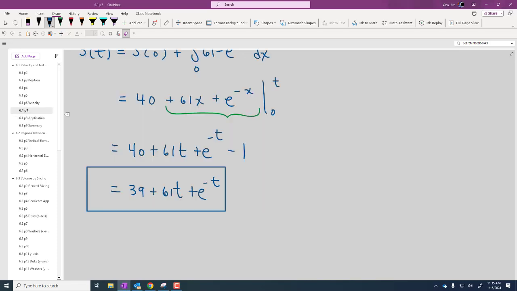Okay, any questions on that? Yeah, where'd you get the -1 from? So, plug in 0? Yeah, so this is our antiderivative there. Here is the antiderivative evaluated at t, and then we subtract off the antiderivative evaluated at 0. So we're plugging in a 0 there, which is 0. Plugging in a 0 there, e to the 0 is 1, and we're subtracting that off. Oh, okay. Make sense?